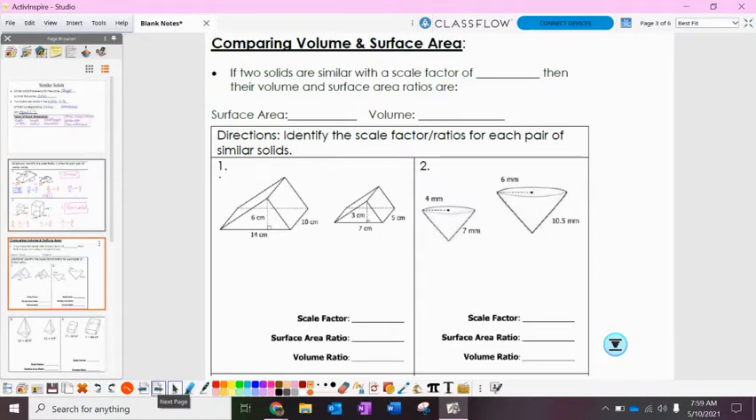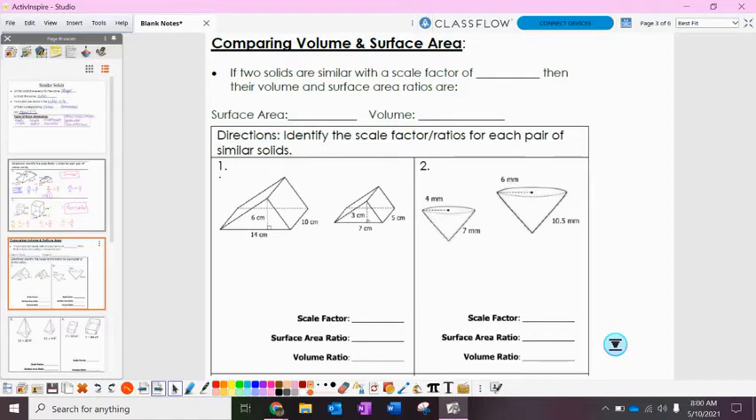Okay, so if we want to compare the volume and the surface area, this is kind of a new idea to us. We've done similar triangles before, so we know how to compare corresponding parts to see if they're similar. Now we're just doing it with three-dimensional objects. So we're ready to extend to different measurements as well.